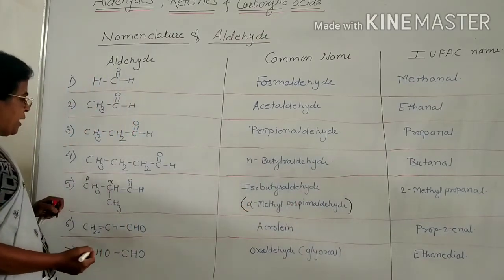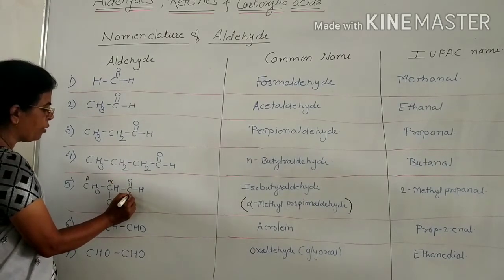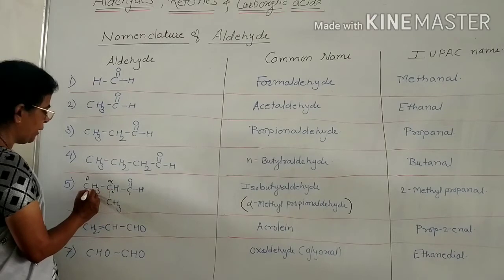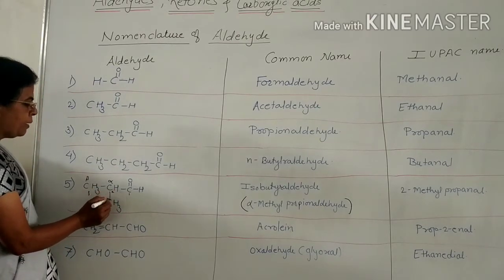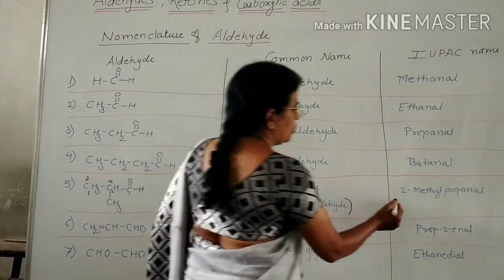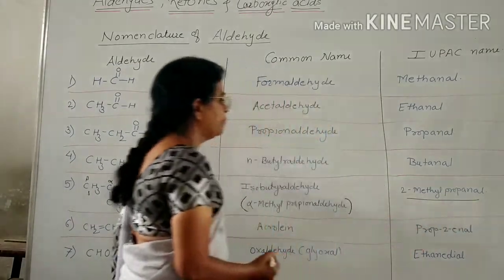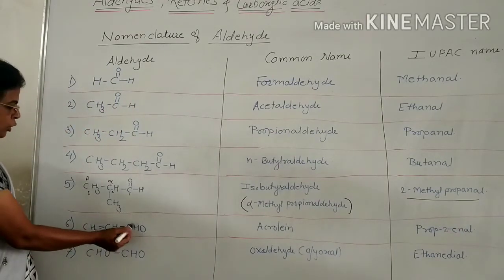Now the IUPAC name. Give numbering from the end which is nearer to the functional group. 1, 2, 3. At 2 position there is a methyl group. Therefore it becomes 2-methyl propanal. 2-methyl propanal.